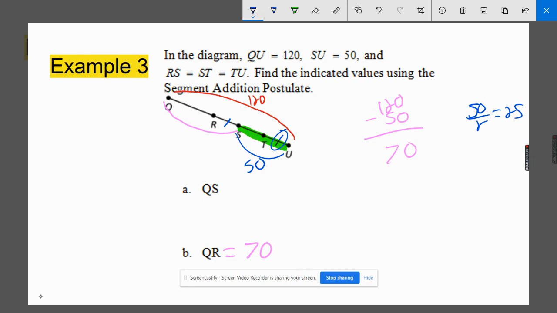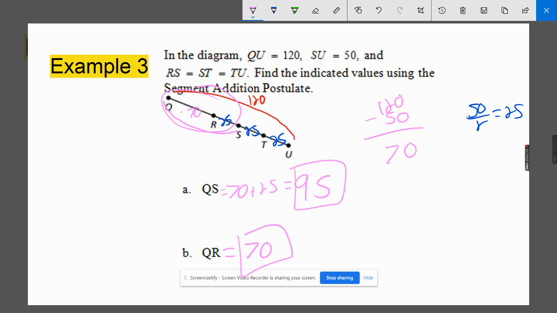So when I go back to this, let me just clear this out real quick. 25, 25, 25. I know this was 25 because they are all congruent. It says right here, they're all equal. And I know QR is 70. So the whole length of QS is 70 plus 25, which is 95. And that's how segment addition postulate works.